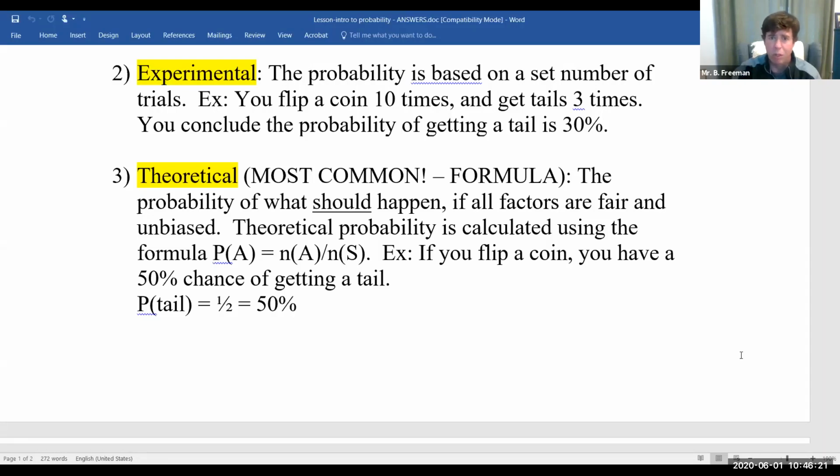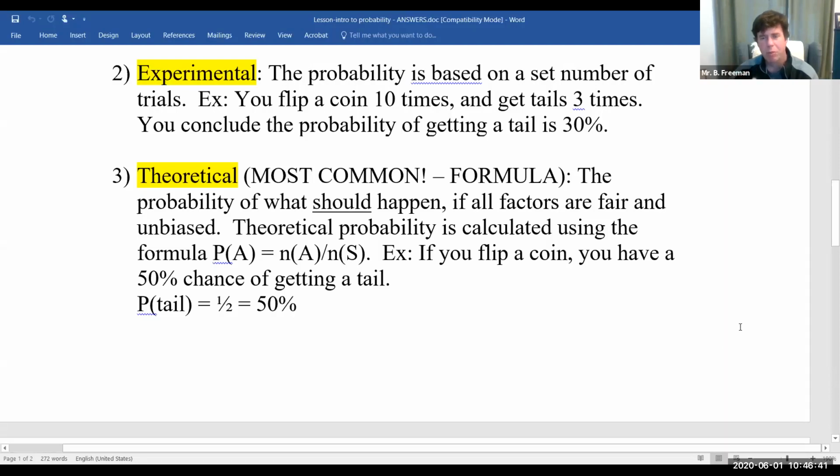So if you flipped a coin 10 times and got tails 3 times and heads 7 times, that's your 30% chance. That's what the experimental probability is, but it's unlikely. What's more likely is that you would get 5 and 5, 6 and 4, 4 and 6, or something like that. That's a bit more common.